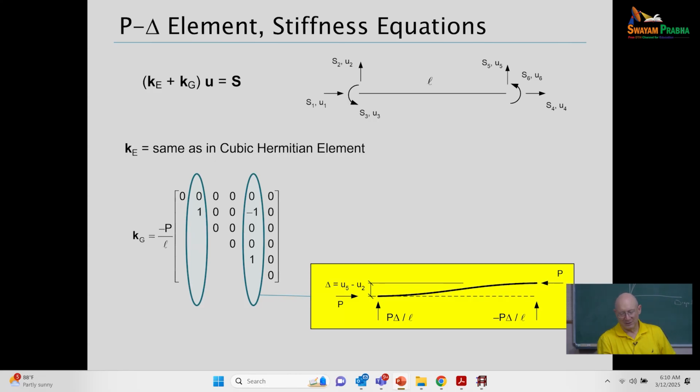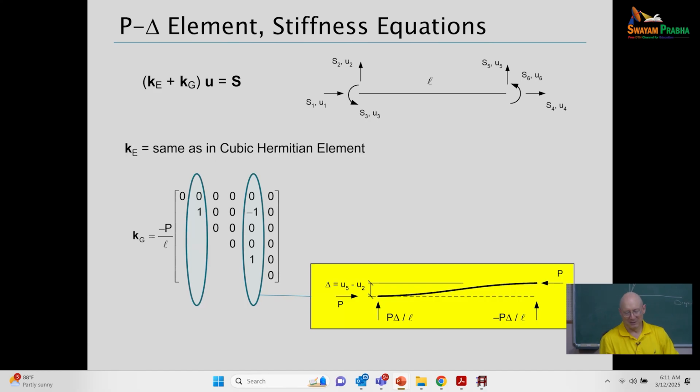If we look at the second and fifth columns here, that basically corresponds to what you see in the graphic in the yellow. Well, that's not in equilibrium unless we consider the fact that I get a moment of P times delta when this displaces in this fashion, and my geometric stiffness matrix is giving me the P delta shears that would be required to equilibrate that in the displaced configuration, right?